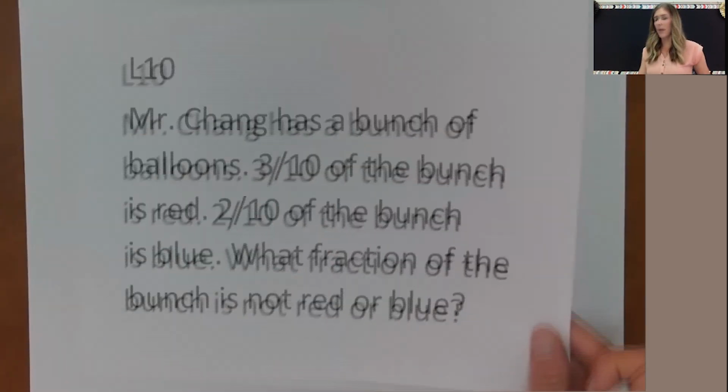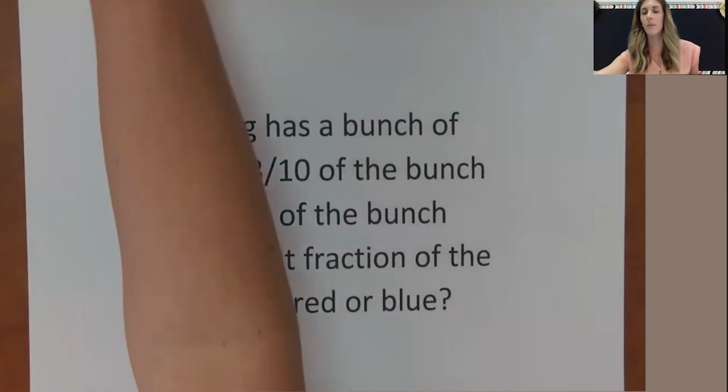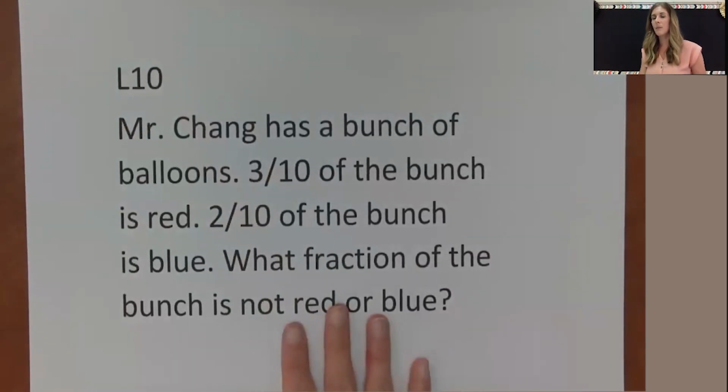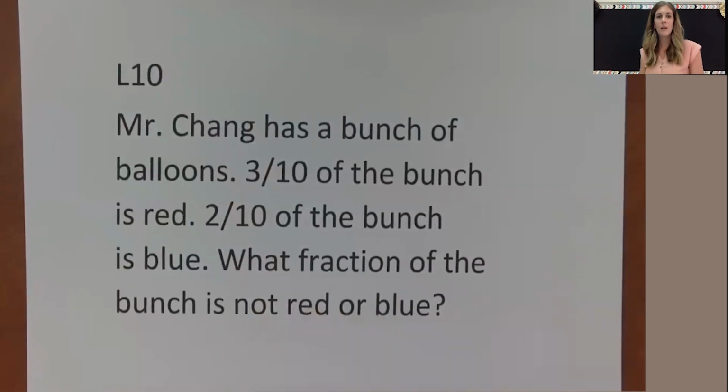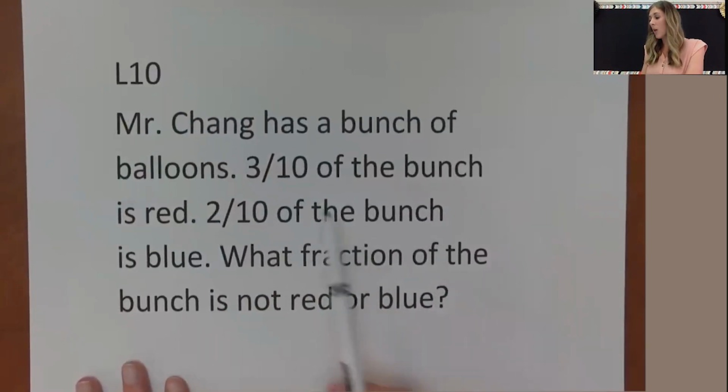This time, let's look at Mr. Chang's balloons. Read with me. Mr. Chang has a bunch of balloons. 3/10 of the bunch is red. 2/10 of the bunch is blue. What fraction of the bunch is not red or blue?